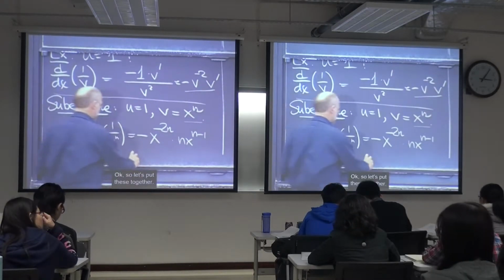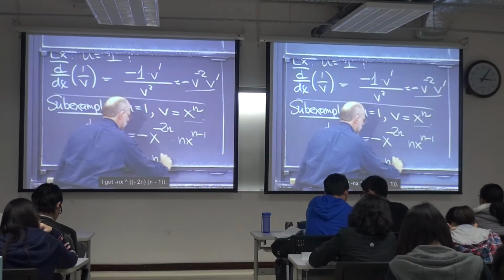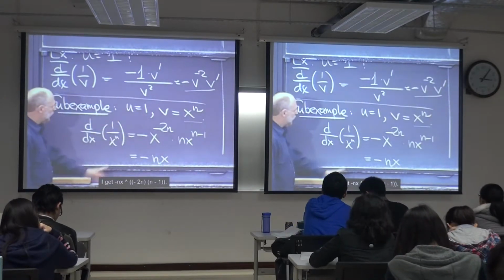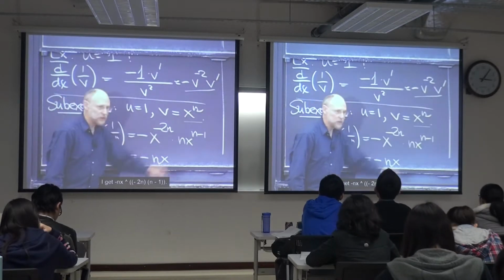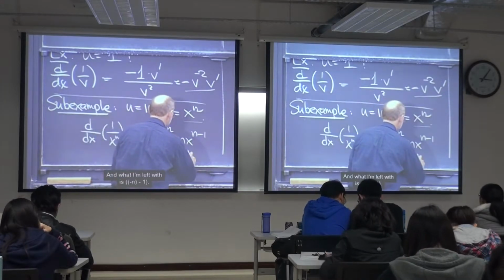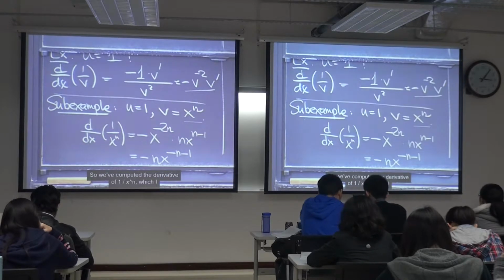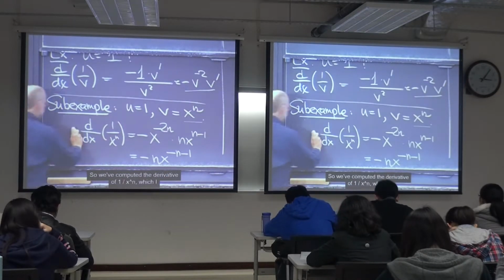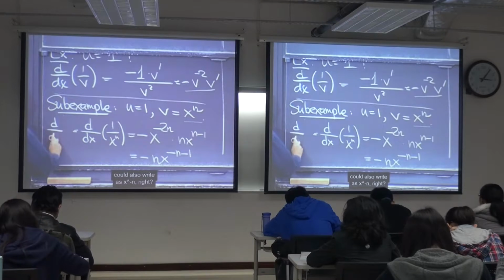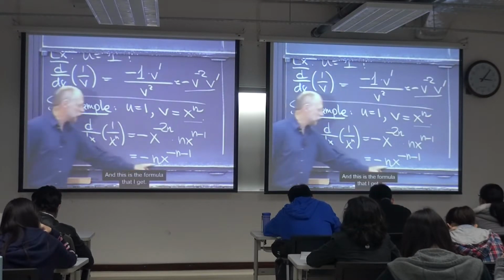Okay, so let's put these together. There are several powers of x here. I can put them together. I get minus n times x to the minus 2n plus n minus 1. One of these n's cancels, and what I'm left with is minus n minus 1. So we computed the derivative of 1 over x to the n, which I could also write as x to the minus n. So I computed the derivative of negative powers of x, and this is the formula that I get.